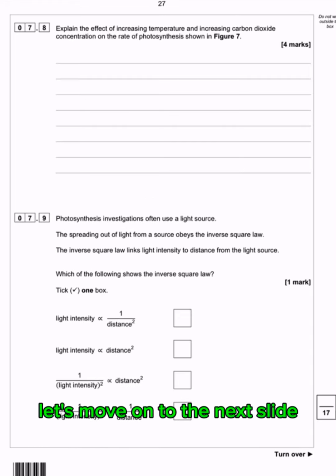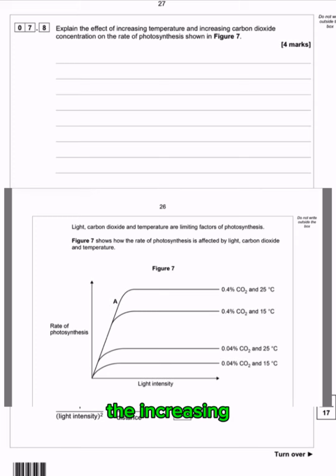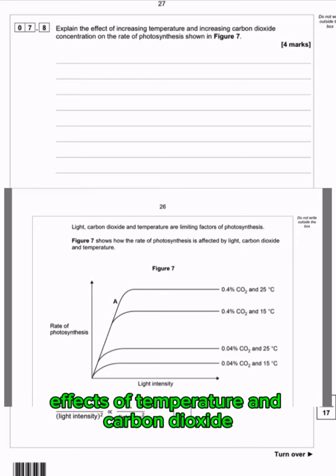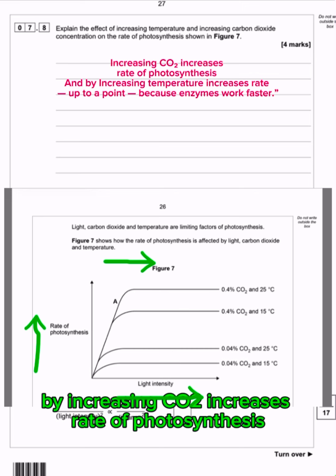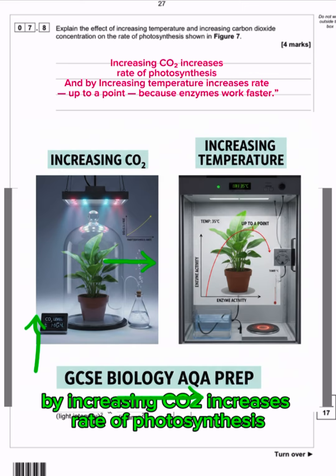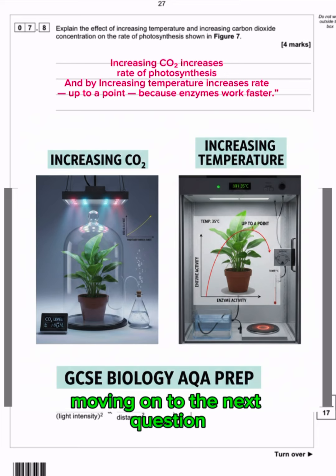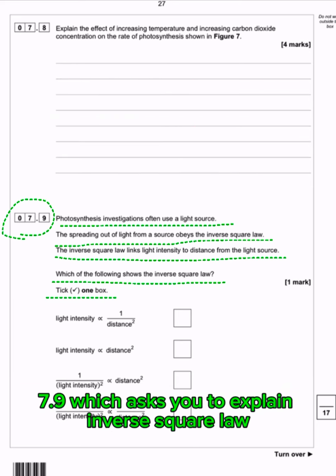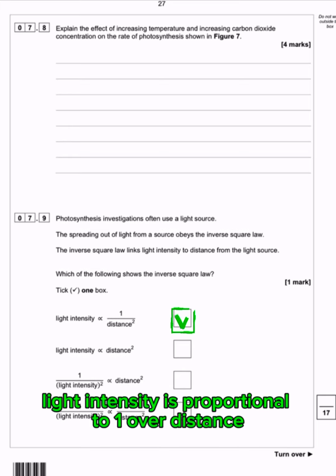Let's move on to the next slide, question part 7.8, which asks you to explain the effects of increasing temperature and carbon dioxide on the rate of photosynthesis as shown in figure 7. The answer is: increasing CO2 increases rate of photosynthesis, and increasing temperature increases rate, up to a point, because enzymes work faster. Moving on to the next question 7.9, which asks you to explain the inverse square law. Light intensity is proportional to 1 over distance squared.